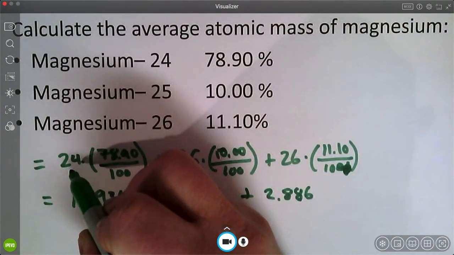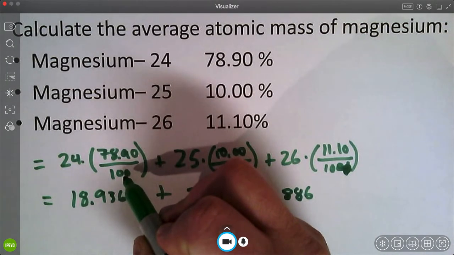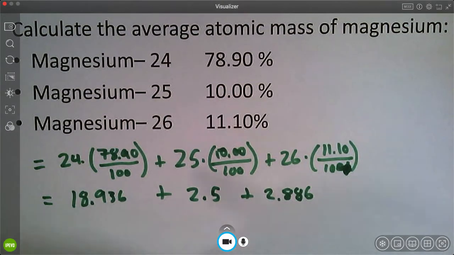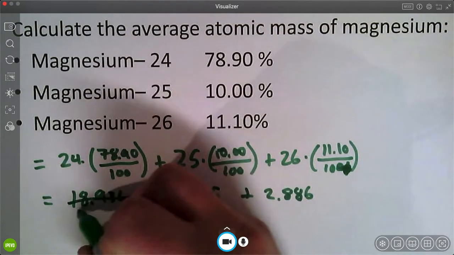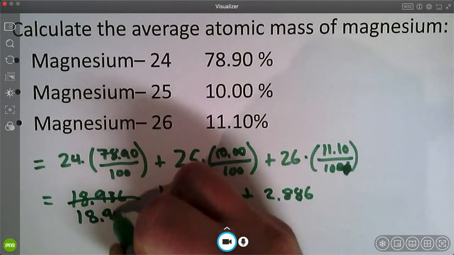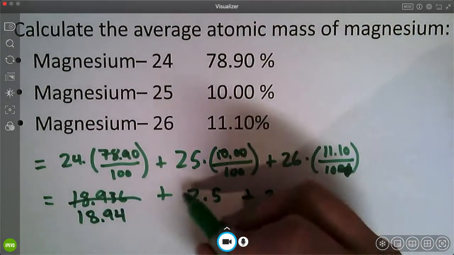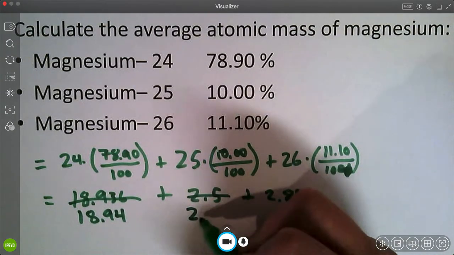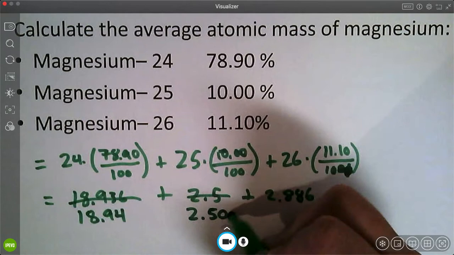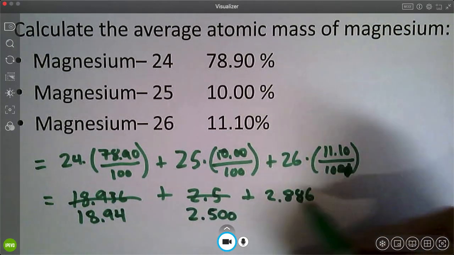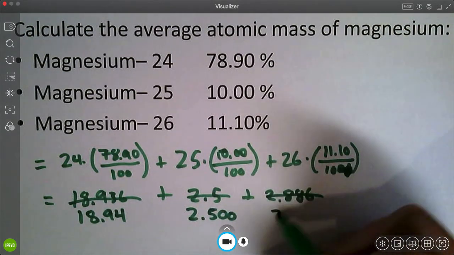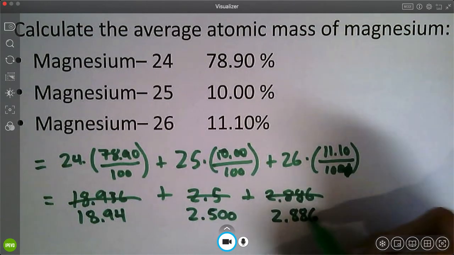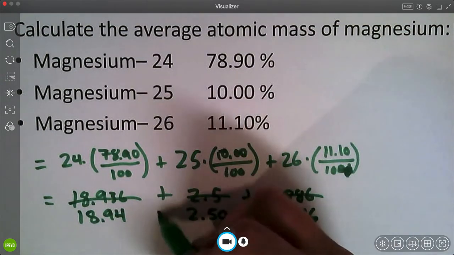Now, significant figures here, since I multiplied all these things. These are counts, so they're infinite, and I don't really care about the 100, since that's just the definition of a percentage. I want to go by this. It has 4, so I'm going to round this so it has 4: 18.94. This one has 2 right now, so I get to add numbers, 2.500. And this one has 4 already, so 2.886 doesn't change at all.